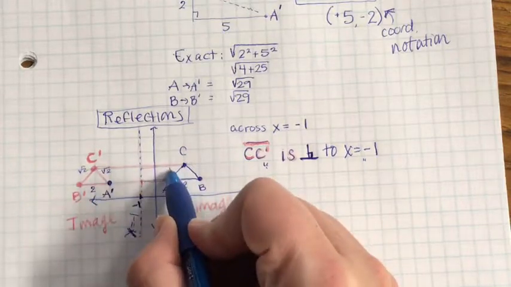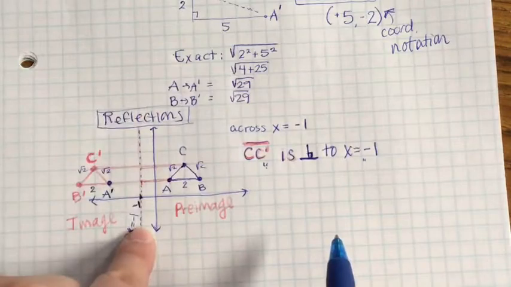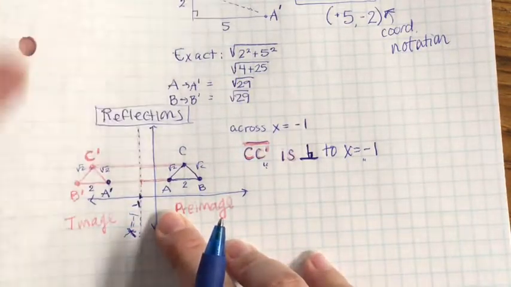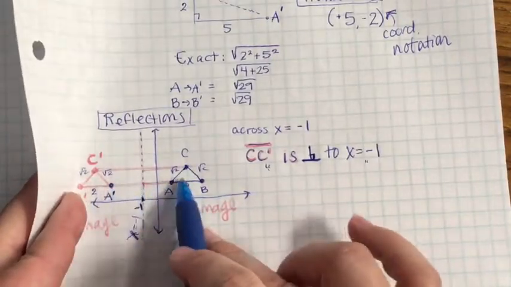Would A and B be switched on the left side? No, because see how this is the line of reflection, and if I literally took the paper and folded it over, see, the A's would line up. Do you see what I'm saying?